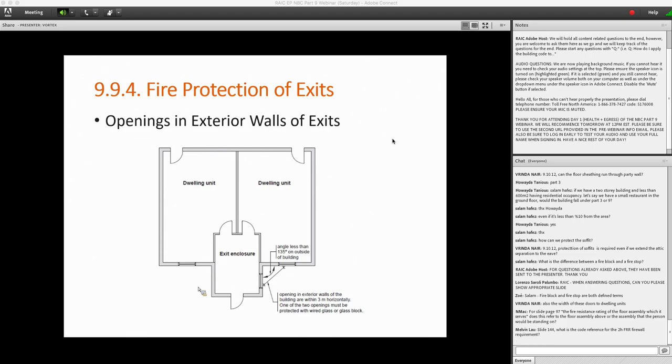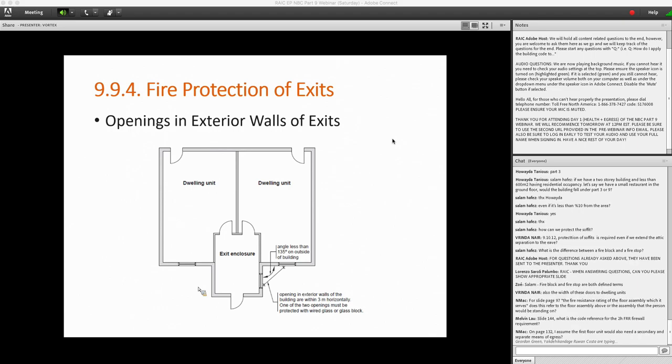Next question is, how do we protect a window? So when you are required to protect a window to prevent or to limit exterior fire spread, the window can either be wired glass or glass blocks which have inherent fire protection rating, or it can be a closure with a fire protection rating of 45 minutes.